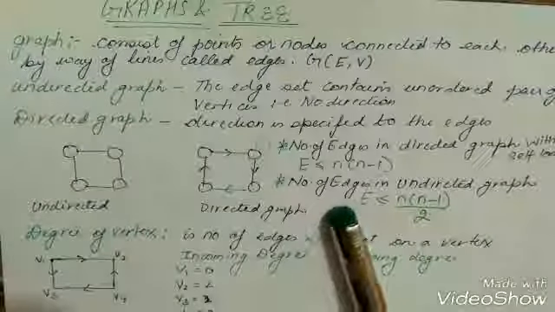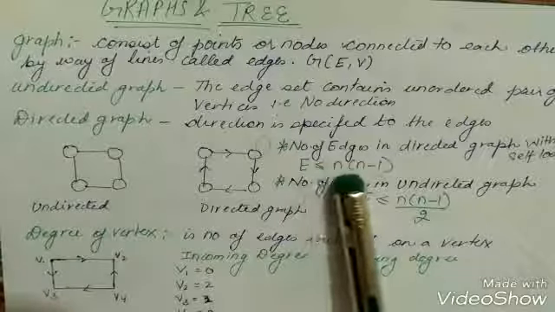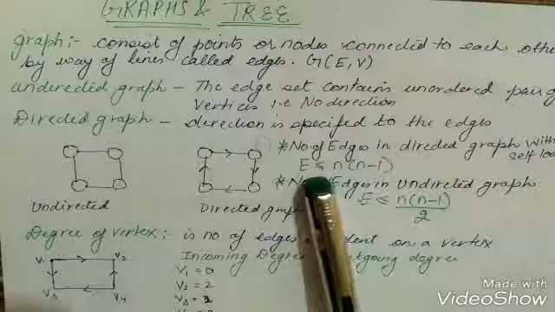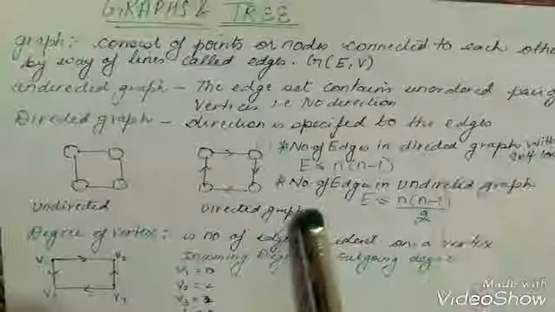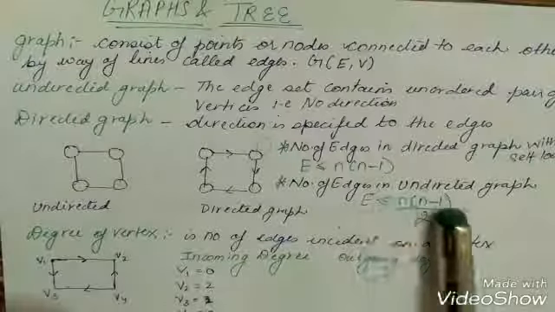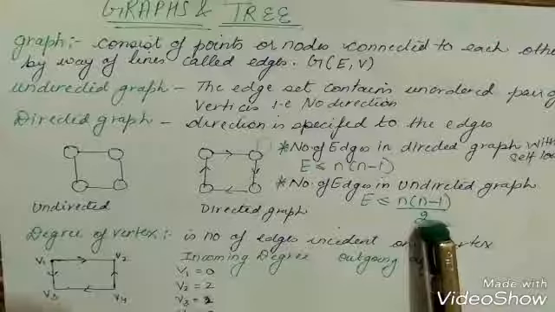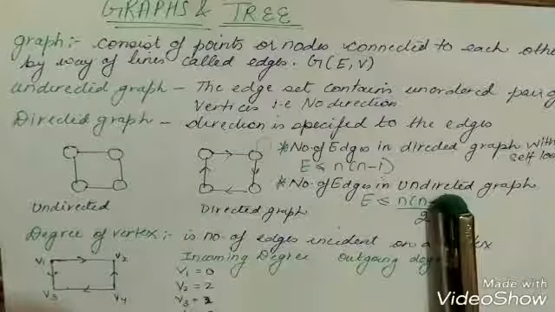Fine. So in a directed graph, the number of edges is equal to n into (n minus 1). Fine. This is how we calculate the number of edges in a directed graph. So the number of edges in an undirected graph is equal to n into (n minus 1) divided by 2. This gives us the edges in an undirected graph.